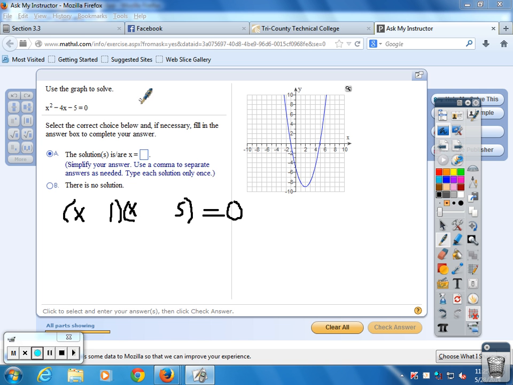Okay, so what do we need? We need a negative 4. So that means the 5 has to be what? And what is this, like or unlike? To get a negative, when you multiply, that means unlike, so that would be a positive. X minus 1 is equal to 0. I'm sorry, that would be negative 1. And what's the other answer?